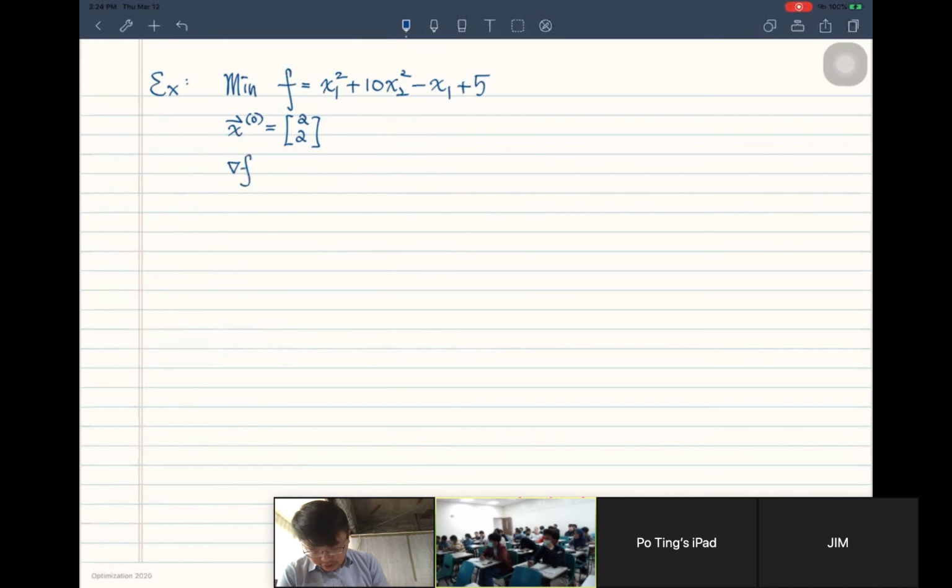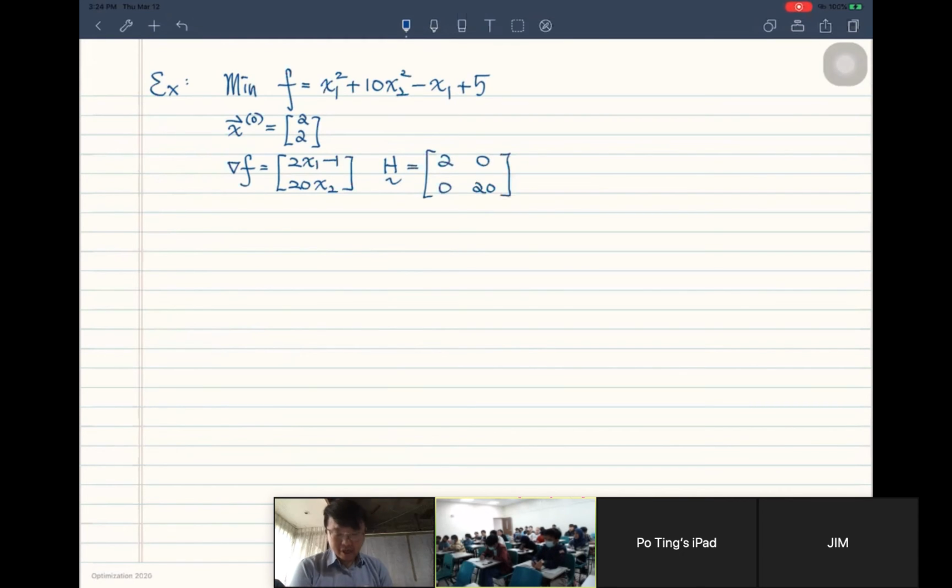Now, what does the gradient look like? 2x1 minus 1, 20x2, right? What does the Hessian look like? 2, 0, 0, 20. Okay? What does the inverse of the Hessian look like? 1/2, 0, 0, 1 over 20. This is the inverse. I chose this problem because I can easily know the Hessian. There are no off-diagonal terms. The off-diagonal is 0, so it's a very easy problem.